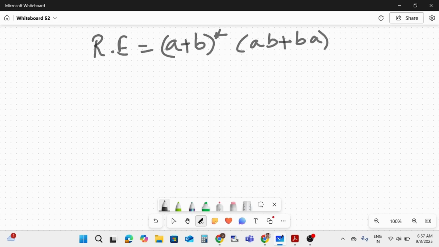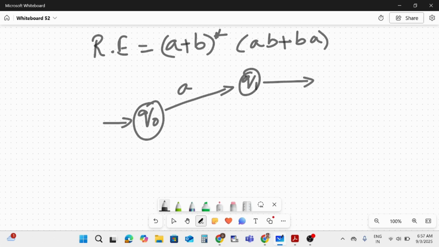So, how to draw the skeleton for this one? In order to draw the skeleton, start with the initial state q0, and then we have an OR condition. So first we will write the first condition: it is ending with ab. Similarly, it might also end with ba.